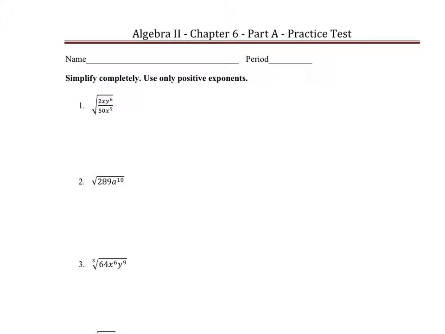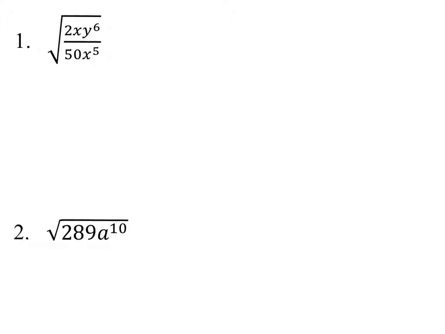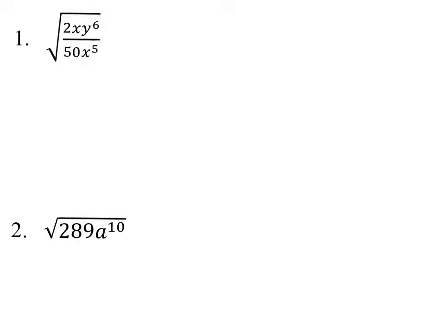All right. We're going to be going over the Chapter 6, Part A, 6.1 through 6.4 practice test. First one, whenever there is multiplying and dividing, you always want to simplify with a fraction exponent. So what I'm going to do is rewrite this. Square root is the 1/2 exponent. And then I'm going to simplify inside here first.